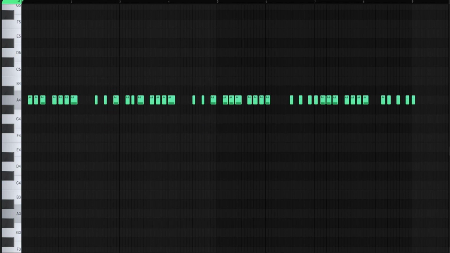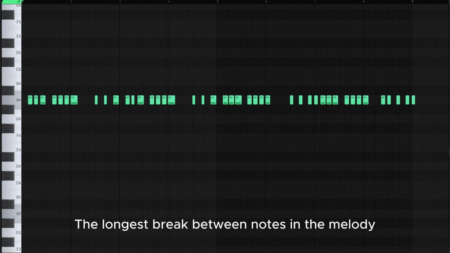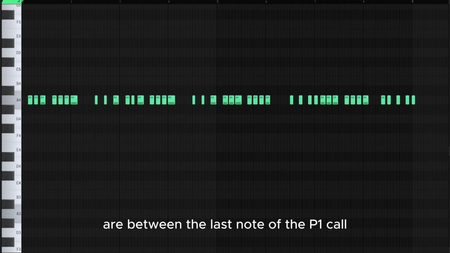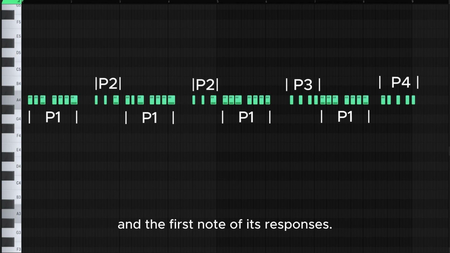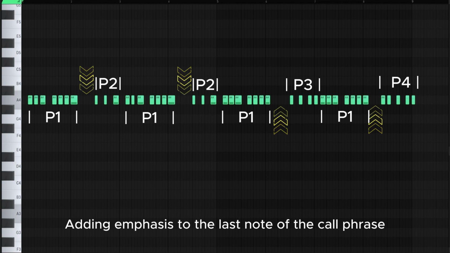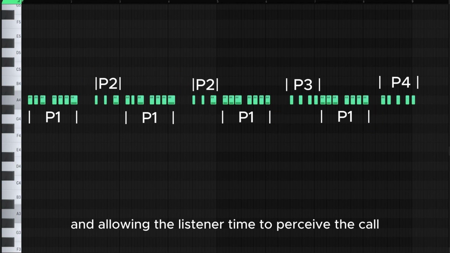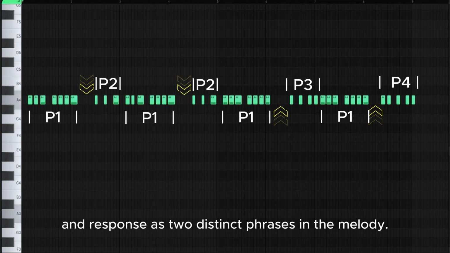The longest break between notes in the melody are between the last note of the P1 call and the first note of its responses, adding emphasis to the last note of the call phrase and allowing the listener time to perceive the call and response as 2 distinct phrases in the melody.